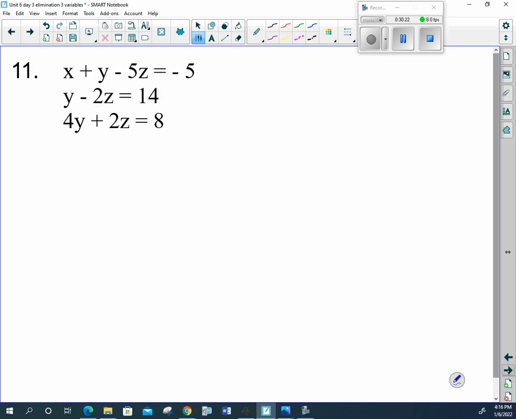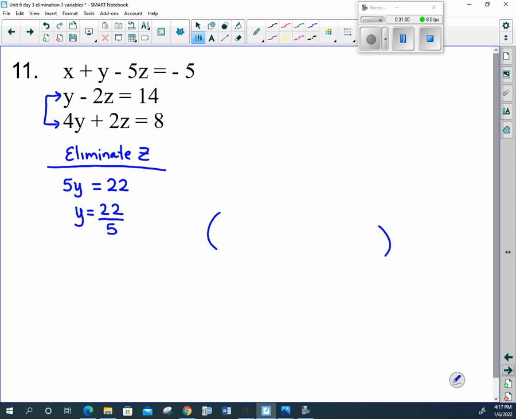Okay, once again, this one right here, I've got x plus y minus 5z equals -5, and then y minus 2z equals 14, and then 4y plus 2z equals 8. These two equations right here have the same variables, and they're opposites, so I feel like I'm going to eliminate z. So if I do that, I'm going to end up with 5y equals 22. And then we're going to divide by 5, so y equals 22 over 5. So this one's going to have a fraction for an answer.